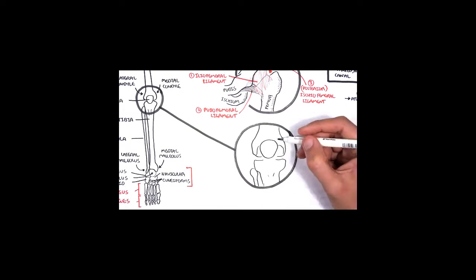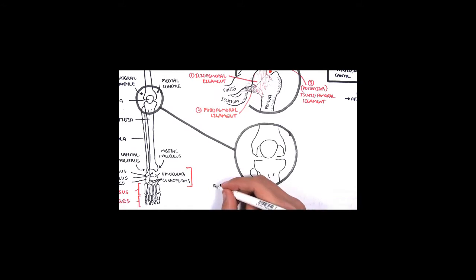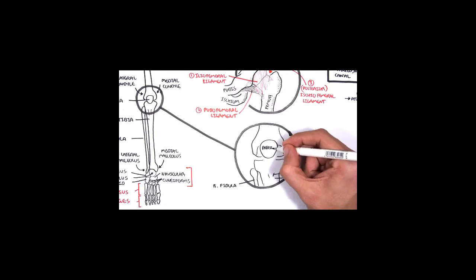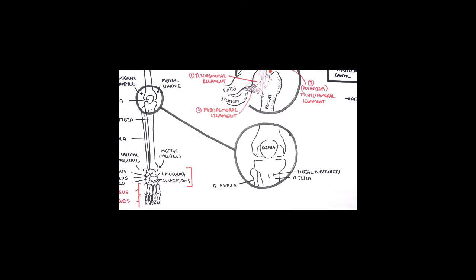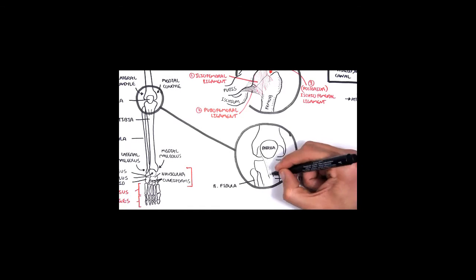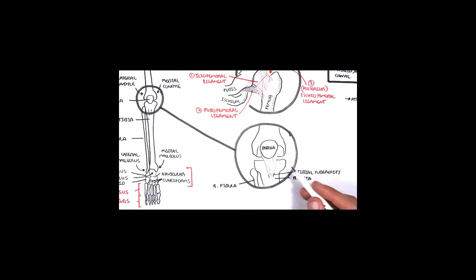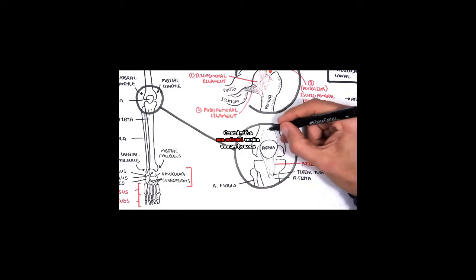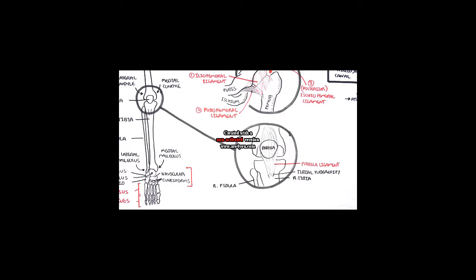Let's look more closely at the knee joint now. So here is the right fibula, the right tibia, the tibial tuberosity, and the patella. There is a patella ligament, which is a continuation from the quadriceps tendon. The patella ligament attaches and continues with the tibial tuberosity. And as mentioned, the patella ligament is a continuation of the quadriceps tendon, which is formed from muscles of the anterior thigh, which includes the quadriceps femoris and the vastus muscles.